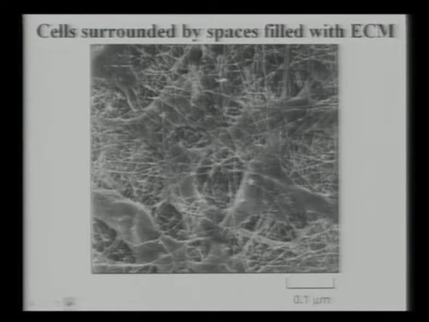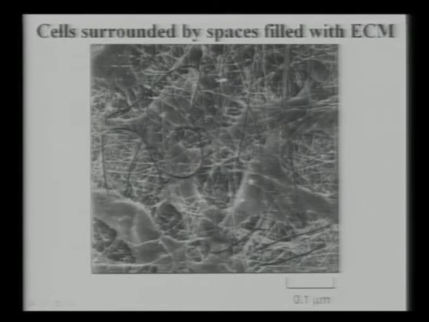Now this shows how cells are surrounded by spaces which are filled by ECM. This is the part of one cell, and you have these fiber-like structures. You can see these are essentially collagen fibers. These collagen fibers constitute your extracellular matrix, and they can be clearly seen. And some fibers inside the cells, do you notice, these are the cytoskeleton? That is the constitution of the cytoskeleton.